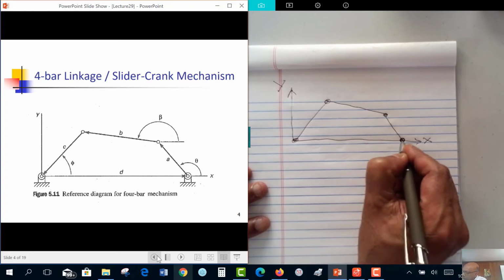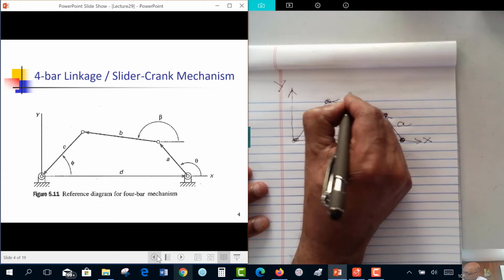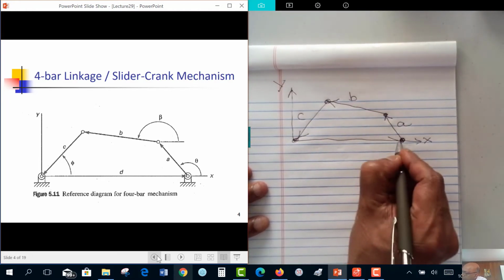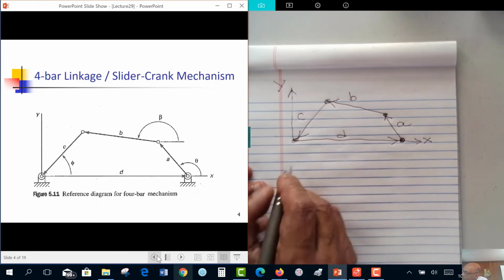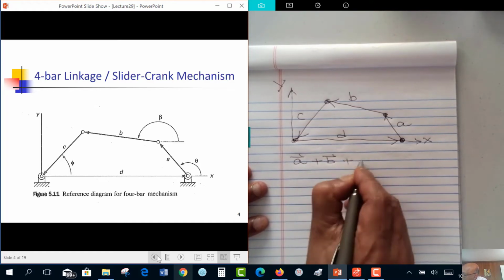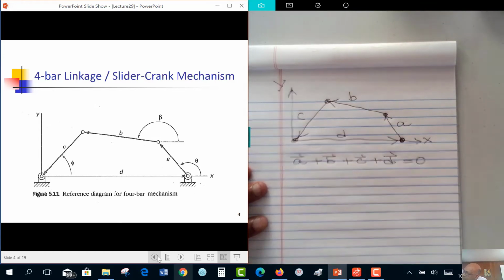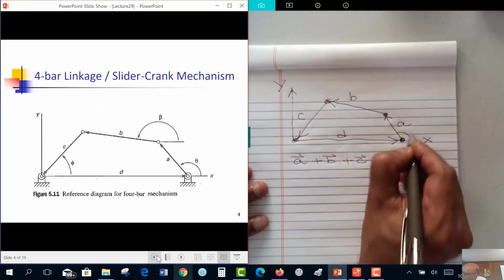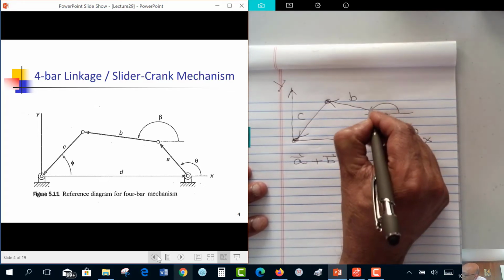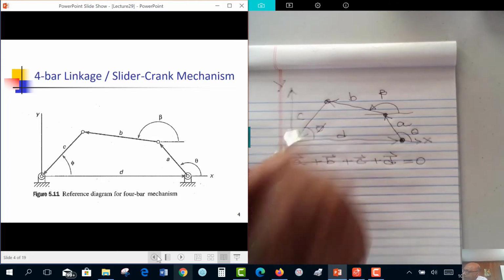So we are going to start from this point. This is our vector A, this is our vector B, this is our vector C, and this is our vector D. So that would mean when we add all these vectors, A plus B plus C plus D, we should get back to 0. Okay. This angle is theta. This angle is beta. And this angle is phi.